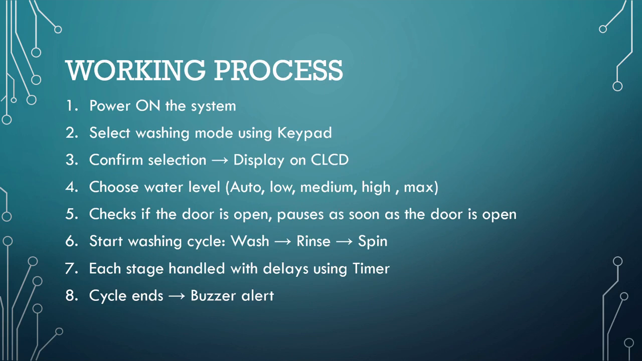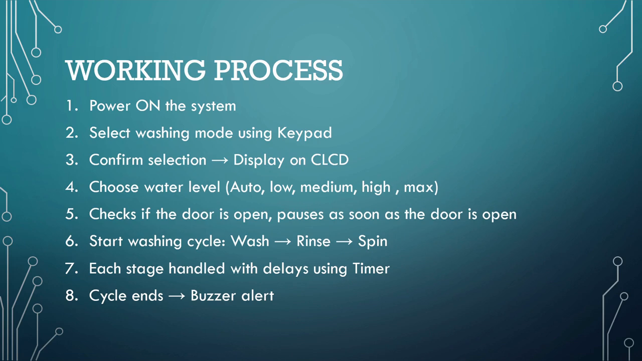Let me walk you through the working of this system step by step. First, the system is powered on and waits for the user input. The user uses switches to select the washing modes like daily, heavy, whites, woolens, etc. Once the mode is selected, the system asks for the water level input, which can be auto, low, medium, high, or max. After both selections, the system gets ready to begin the washing cycle.